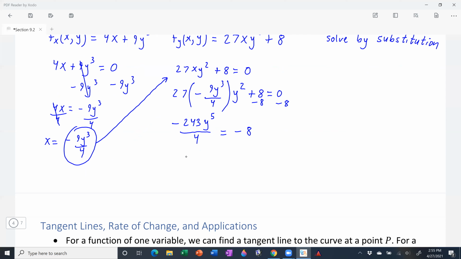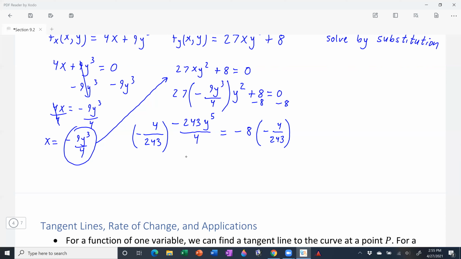Well, dividing by the number in front of the y sometimes throws people off a little bit. So maybe let's think about this as multiply both sides by the reciprocal. So if I multiply both sides of this equation by 4 over 243, and let's include the negative. I think this makes a little bit more sense than trying to think about dividing by a fraction.